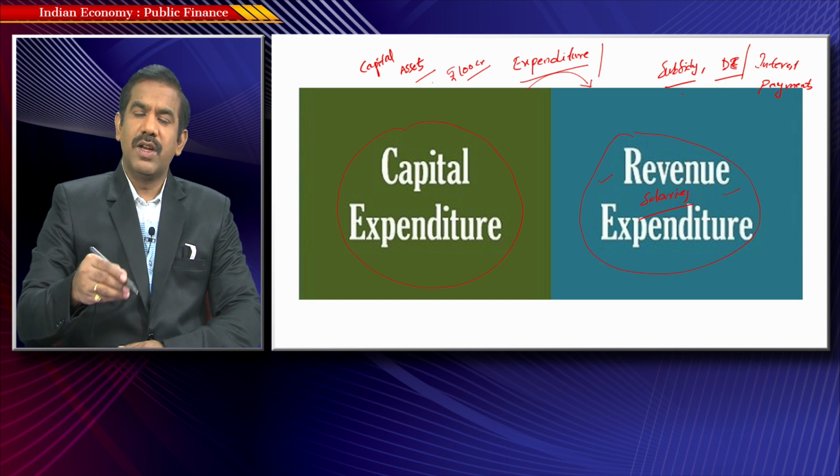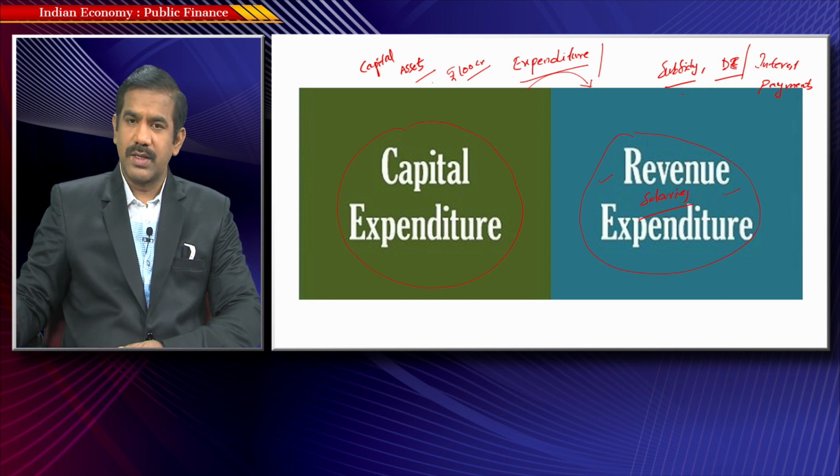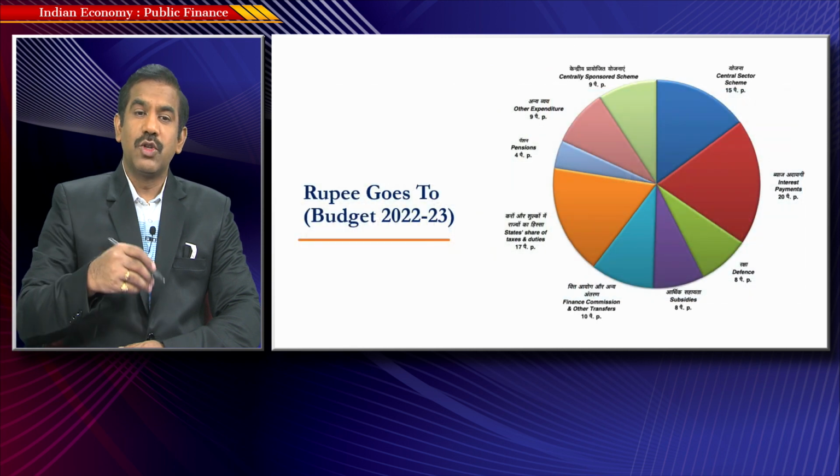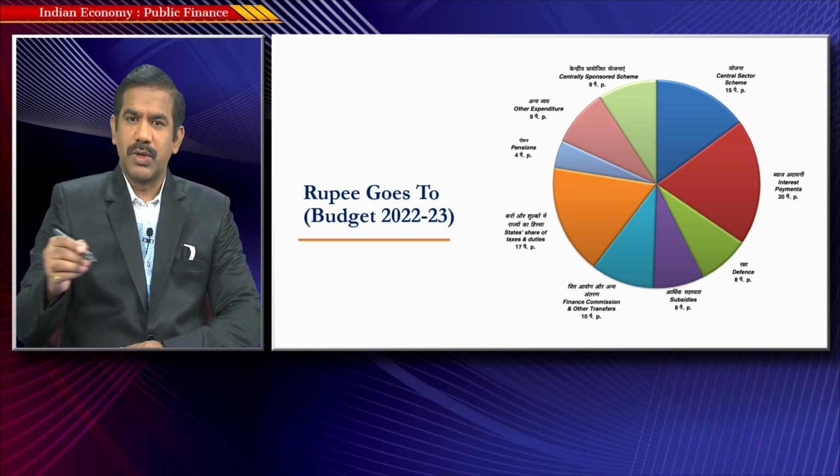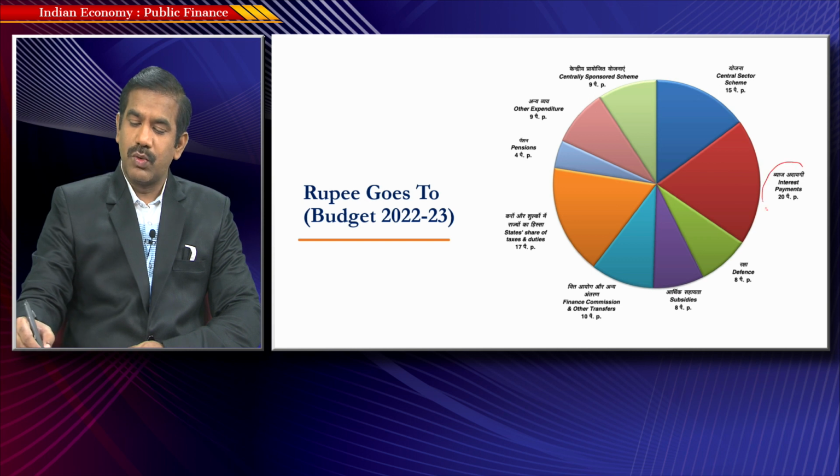So having seen where the rupee comes from, now let's look into the current budget and where the rupee goes to. Out of every 1 rupee the government spends, what proportion goes for what particular purpose? That's what we are trying to look at in this pie chart. And if you notice, the major part of the pie goes to interest payments.